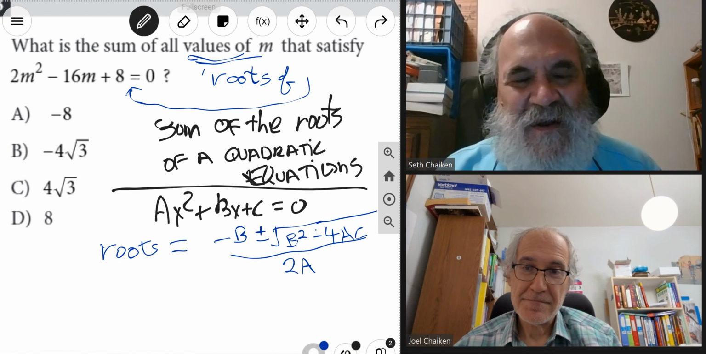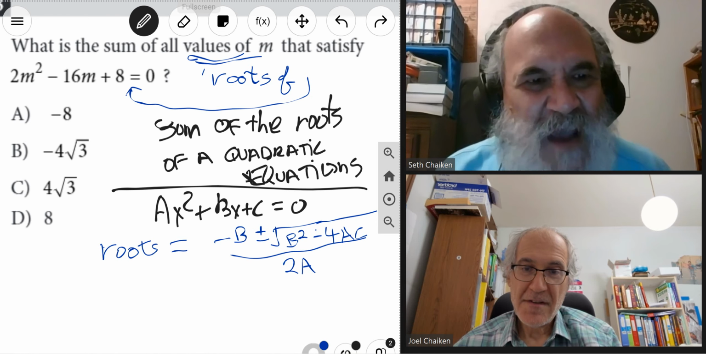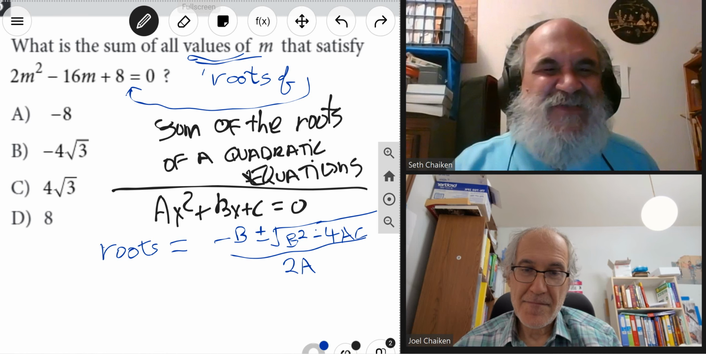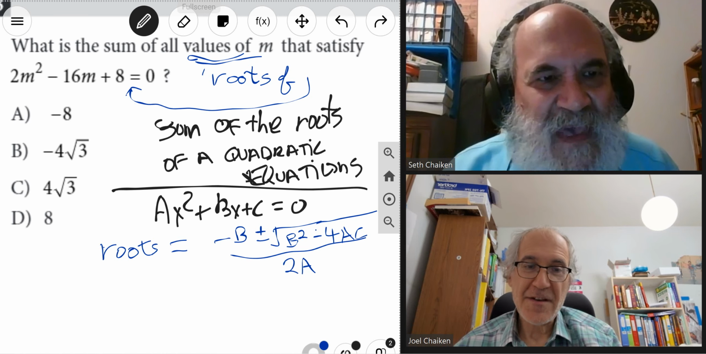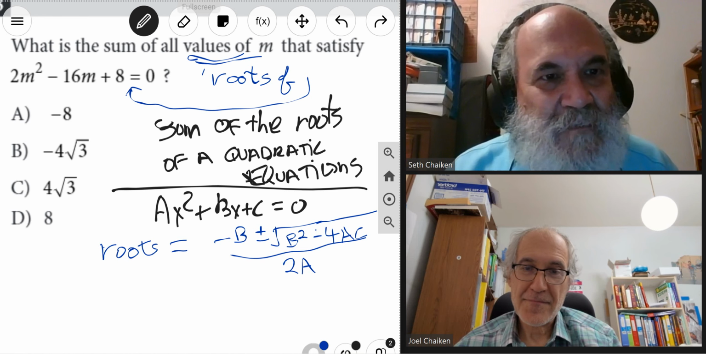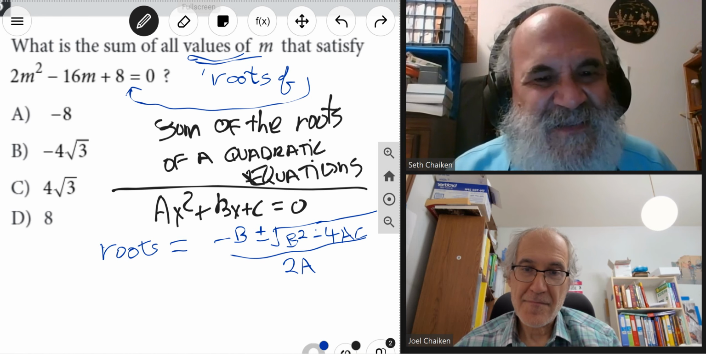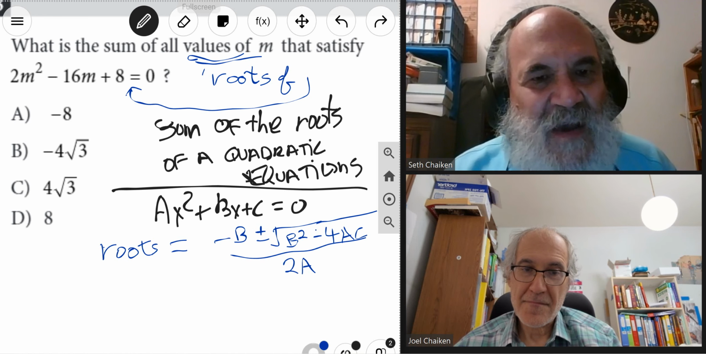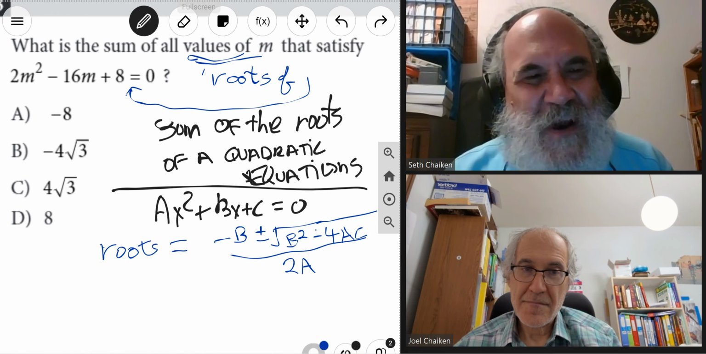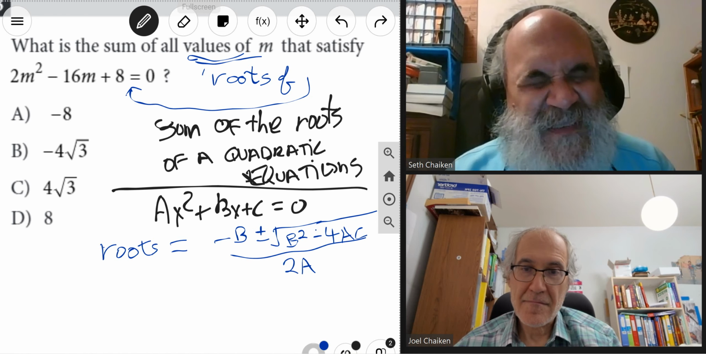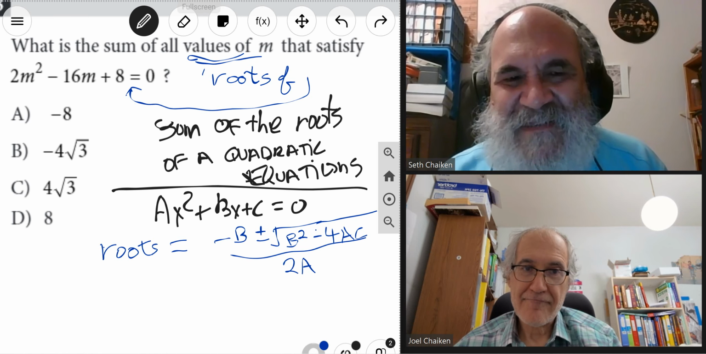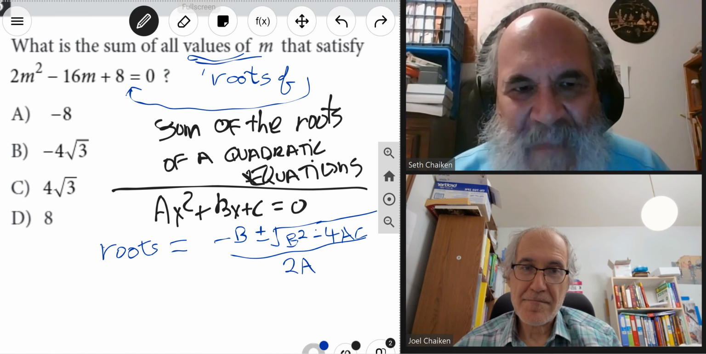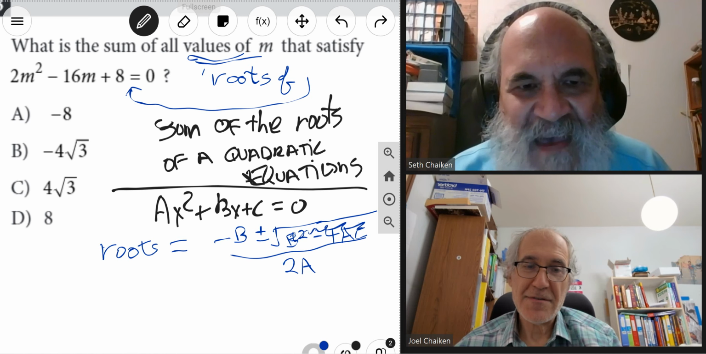B squared. Ouch! I don't want to compute B squared. 16 squared is a ridiculous number. And then what's 4AC? A is 2, C is 8. That's 16, times 4 is 64. So we have 16 squared. Oh, I don't want to do this. This is going to be a mess.